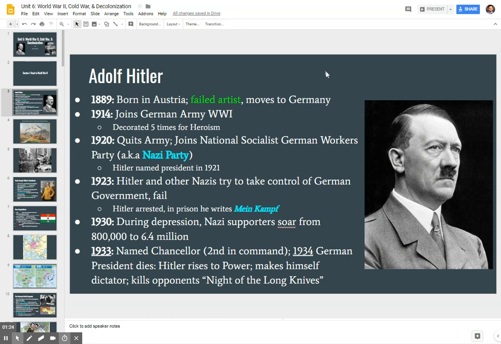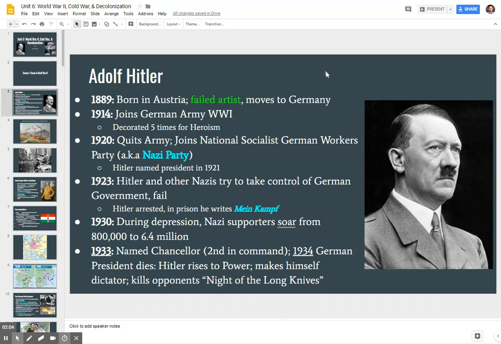So instead, he decides to join the army, all right, and rise his way up through the military ranks. He didn't come from money in Austria, and so he saw the military, very similar to Napoleon, as a way to rise up through the system and make a name for himself. He joins the German army and enlists during the time of World War One, and he was seen as a hero. Decorated 5 times, meaning that he received 5 different medals for his acts of heroism as a soldier. So he rose up the ranks militarily in the German army during World War One.